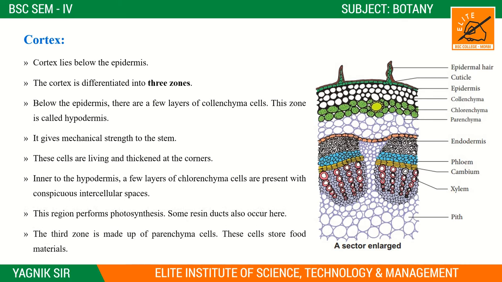The third zone is made up of parenchyma cells, and these cells store food material. So in a dicotyledon stem, especially in sunflower, the cortex is differentiated into 3 regions. The first one lies below the epidermis, and it is called the hypodermis. Hypodermis has 2 to 4 layers, that means a few layers, right, and they are very thickened. The next one, below the hypodermis, is a few layers of chlorenchyma, that means having chloroplasts. And the last one is a few layers of parenchymatous cells, and they store food materials, right.